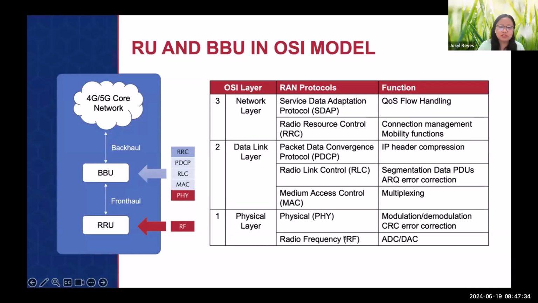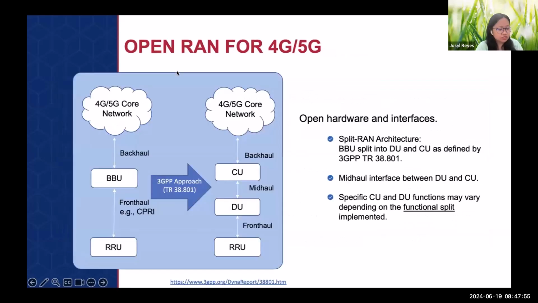But over time, if you keep seeing these acronyms, you'll be more familiar with them. So what is assigned to each component? It varies depending on the design of the mobile network operator, because there is what is called a functional split. So when was the functional split defined? It was defined in the technical report 38.801.